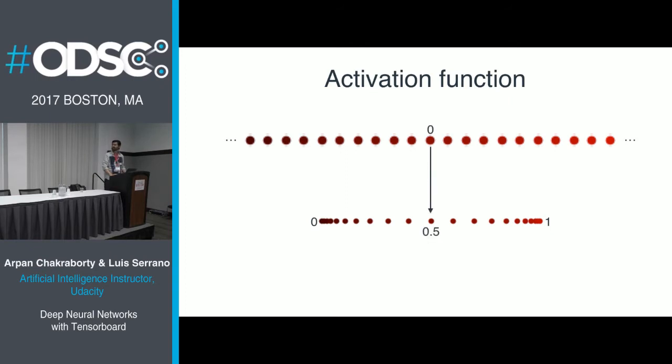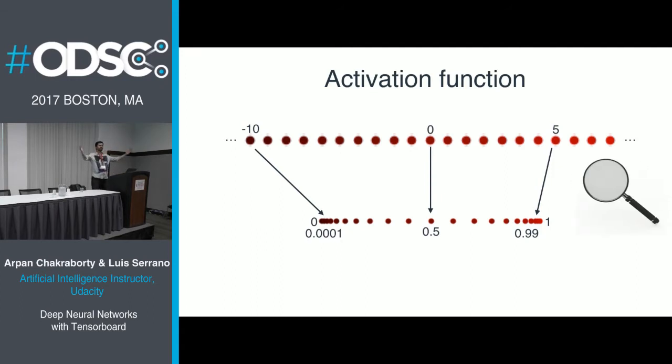The 0 goes to 0.5. High numbers, like 5, go to closer to 1. Low numbers, like big negative numbers, like -10, go to something closer to 0. I think of it as a magnifying glass, because when I see the magnifying glass, the world kind of just goes into a little interval. I don't know, it's just in my head.